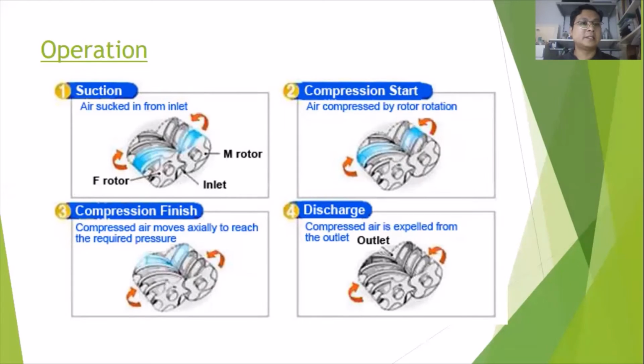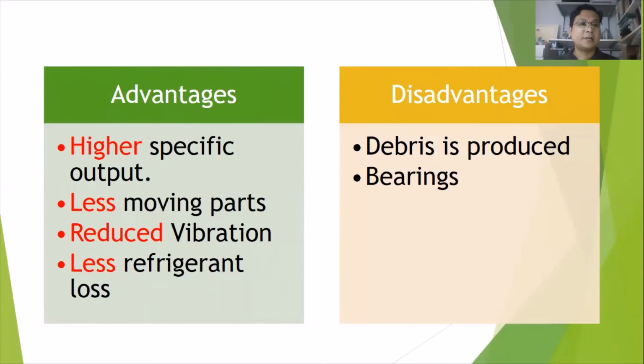Now, we have several stages here to describe how the screw compressor works. The first is suction, the second is compression start, the third is compression finish, and the last is discharge. Discharge is the outlet. So the advantages: higher specific output, fewer moving parts, reduced vibration, less refrigerant. The disadvantages are maybe not much compared to the advantages. It's good. Debris is produced from the bearing.